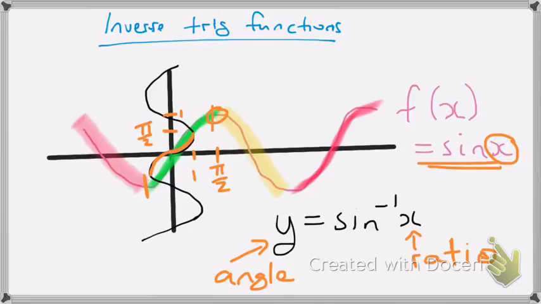And so I've taken from the original this green section of the domain, from minus pi on 2 to pi on 2, and from 1 to minus 1. That is the inverse sine function, and that is how we define it.